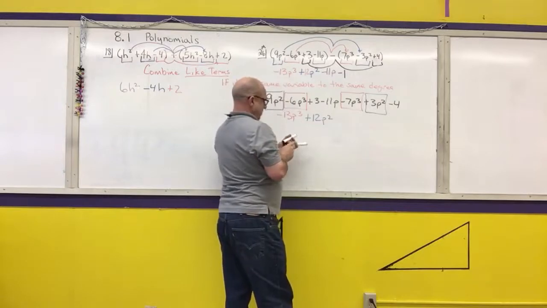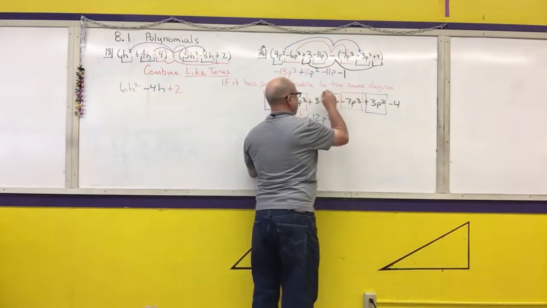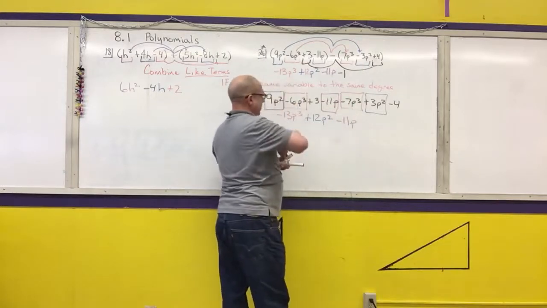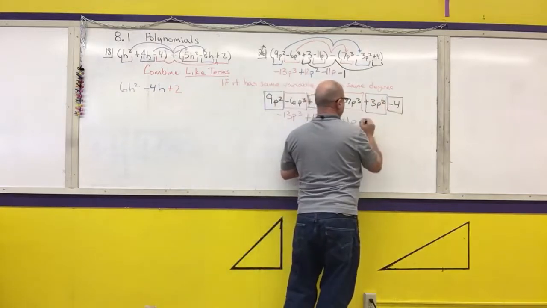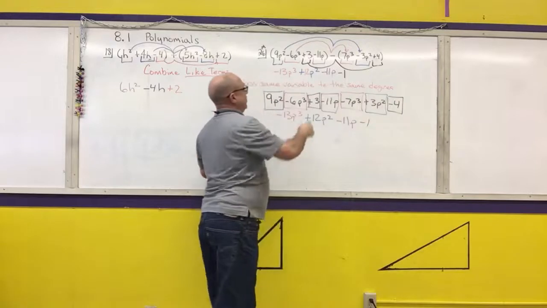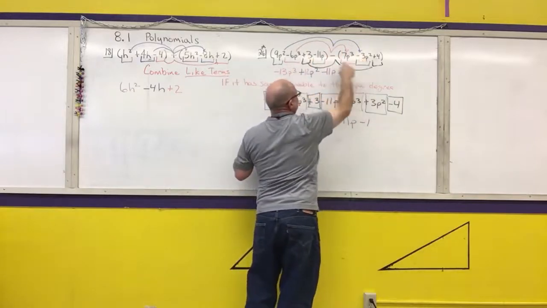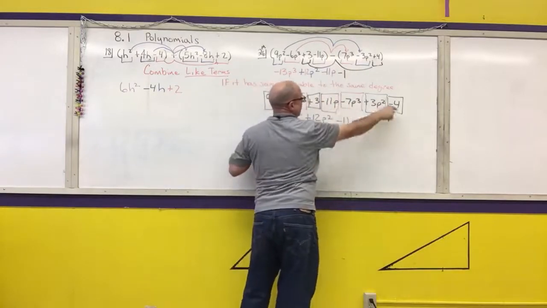My next terms are this one, which is negative 11p. And then my constant term is 3 minus 4, which is minus 1. So, yep, even I messed this up because I did 9 minus a minus 3 and just subtracted the 3 the first time. So my recommendation is you distribute it out first.